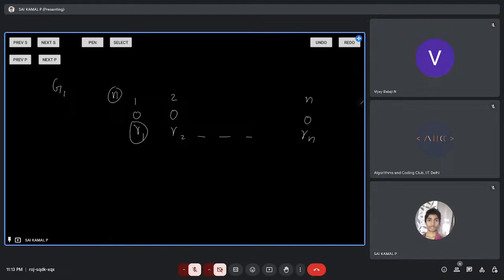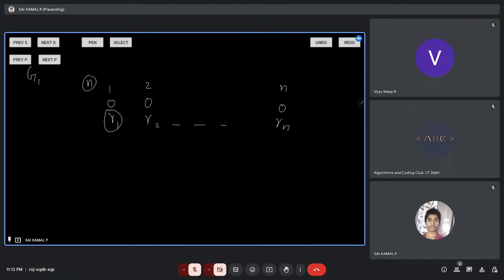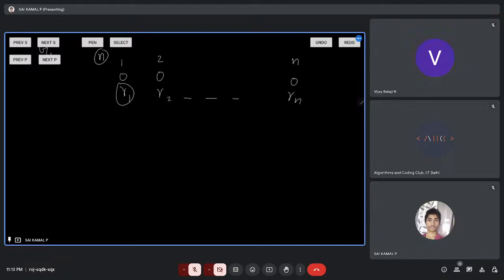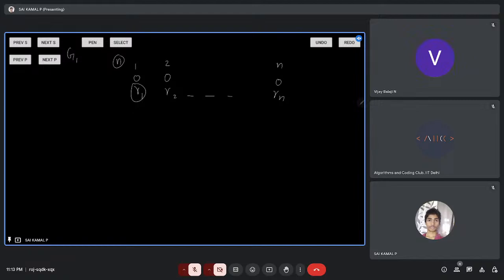So a person would at most hold one plushie at a time. And we are asked to figure out when this sequence will stabilize if they keep switching their plushies. So the idea here is that if you see the sequence, this could be seen as a directed graph.